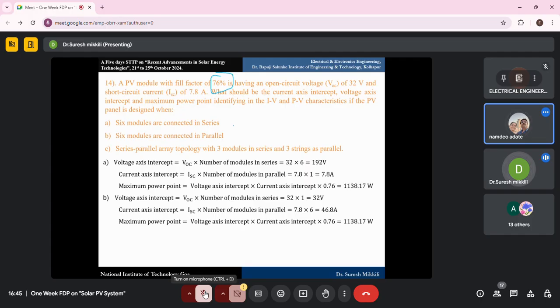You have only 6 modules. If six modules are connected in series, 192 volts, 7.8 amperes, and 1138. If 6 modules are connected in parallel, 32 volts, 46.8. Now, out of 6 modules, 3 in series, 3 in parallel. What is voltage? Voltage is 32 plus 32, 64.